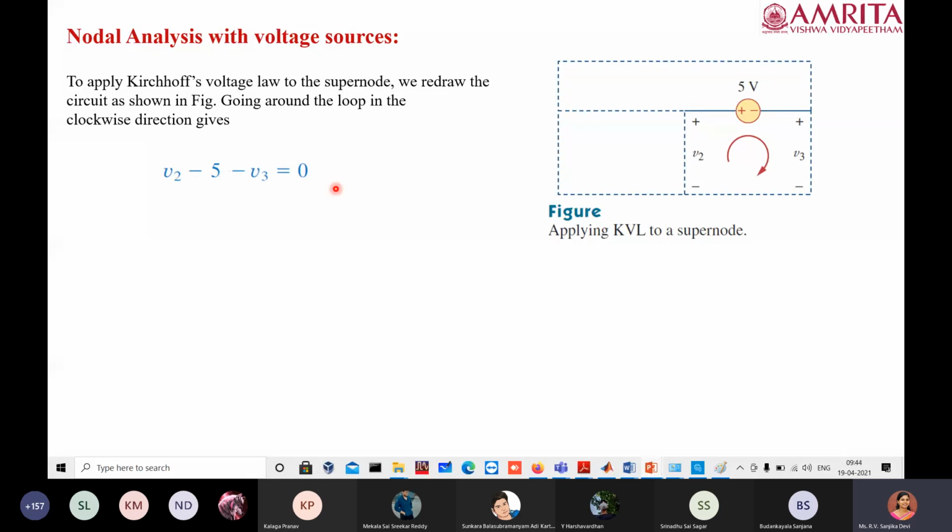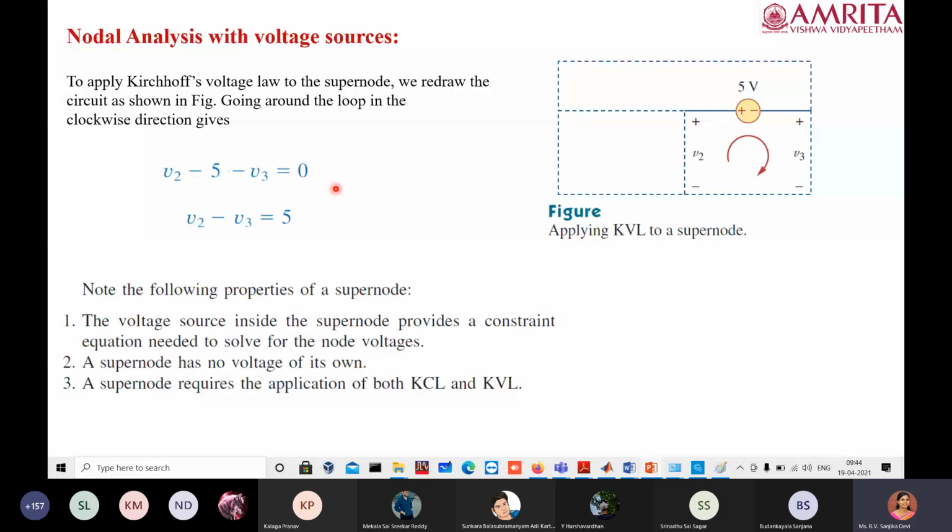So now we have two equations with the two unknowns. We will be able to solve this and find what V2 and V3 are. So it means that whenever there is a super node, we have to apply both KVL as well as KCL. First form the super node, apply KCL, and then consider the loop with the super nodes and apply KVL. So with that, we will get the required equations to solve the nodal voltages.